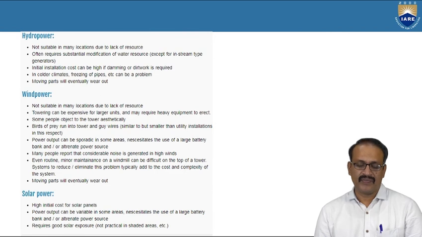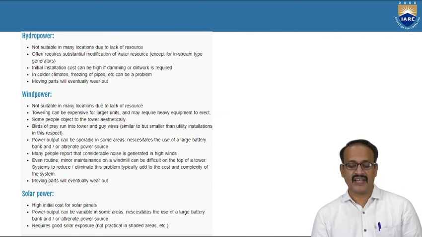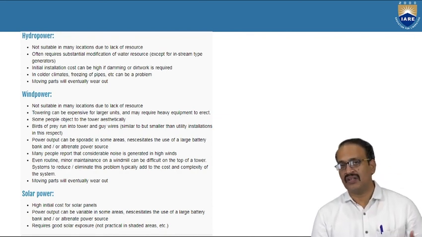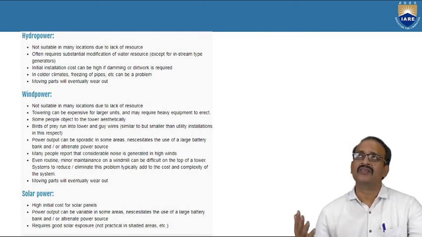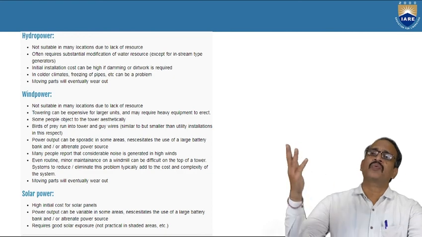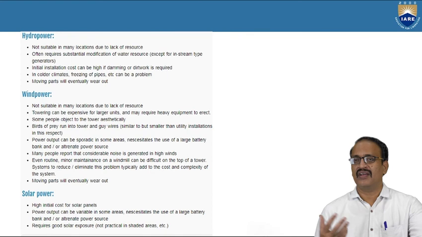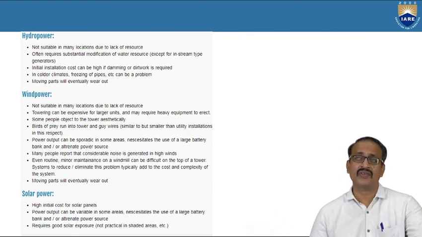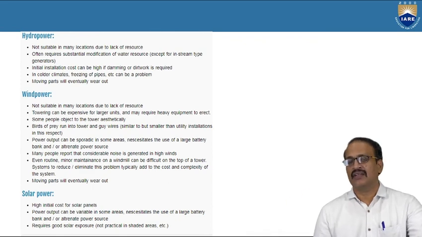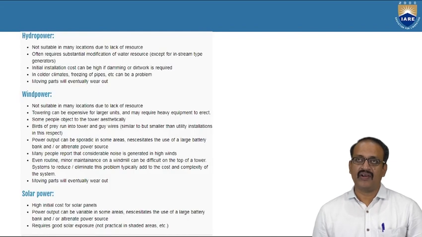And solar power has a high initial cost, and power output can be variable in different areas because of longitude, latitude, and seasons. It needs good solar exposure, so you need sunshine recorders to find how many sunshine hours there are in the day. If clouds are coming, the expected power will not be developed.